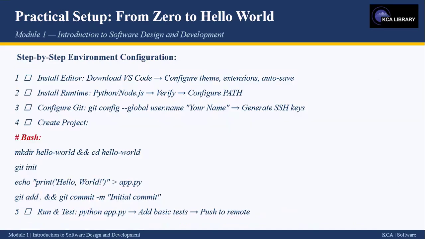Let's look at practical setup from zero to hero. How do we actually start? It is a 5-step process. First, you set up your environment and editor, and you install your necessary runtimes like Python and Node. You initialize Git for version control. Then you create your project structure. Finally, run your test scripts, test it, and commit it. Always get to hello world as fast as possible to verify your environment.